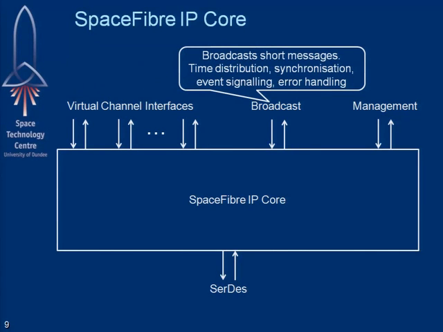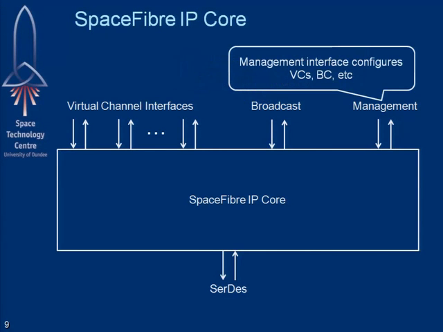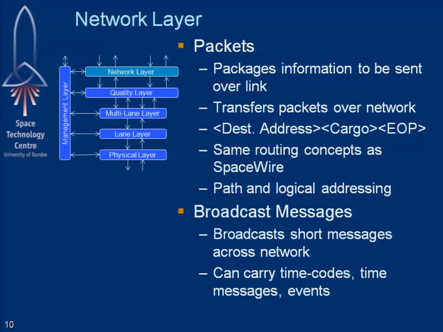We then have a broadcast interface, which is very similar to the timecode interface, except we've extended its capabilities, so we can broadcast short messages containing up to 8 bytes of information. We can do direct time distribution, so we can send time right across the network just in a single broadcast message. We can do synchronization of units, event signaling, and also error reporting by broadcasting error messages over the network. And then we have the management interface. Okay, so that gives you an idea of the interfaces into the IP core.